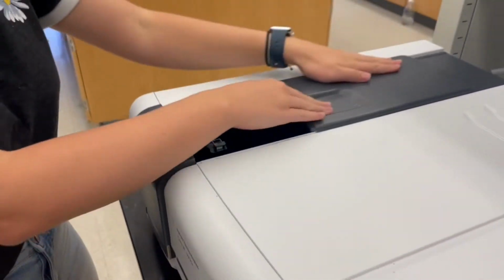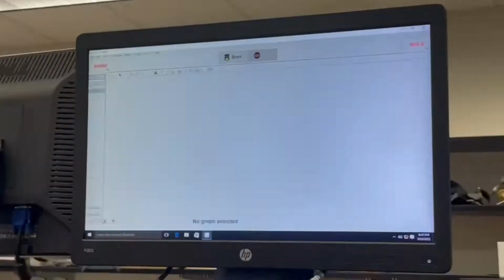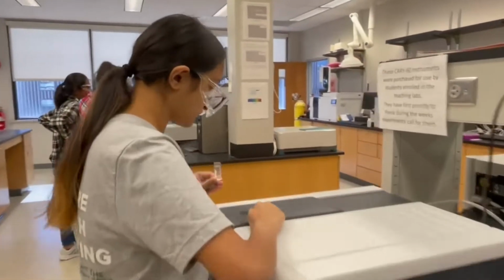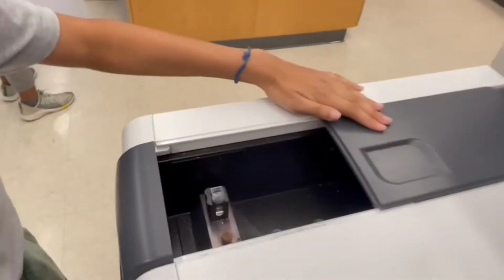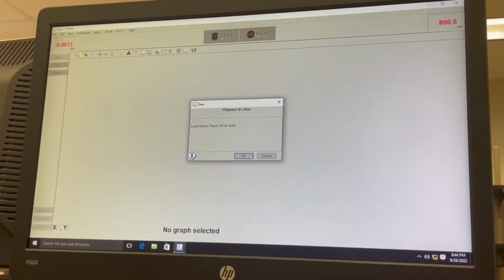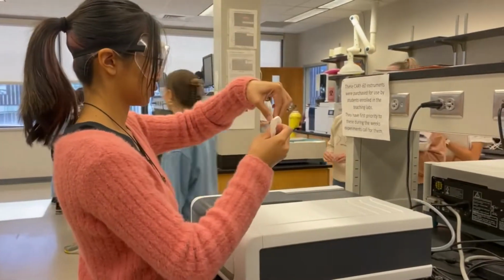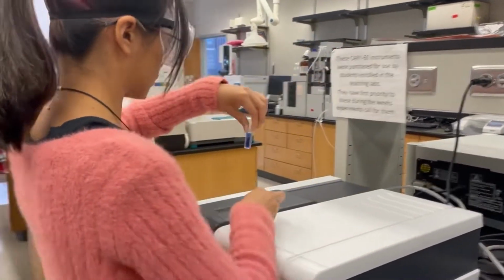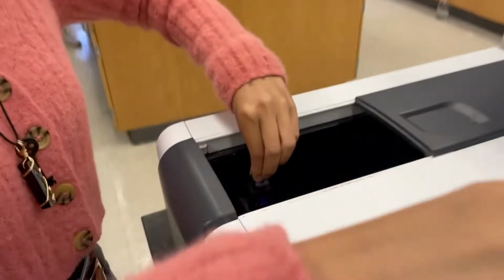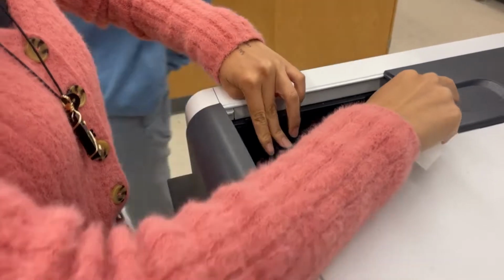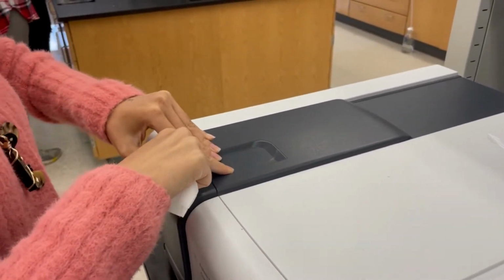Here we're making sure the spectrophotometer door is shut for scanning. Here you can see that Nisa is putting the cuvette into the spectrophotometer with the correct sides facing the beam.